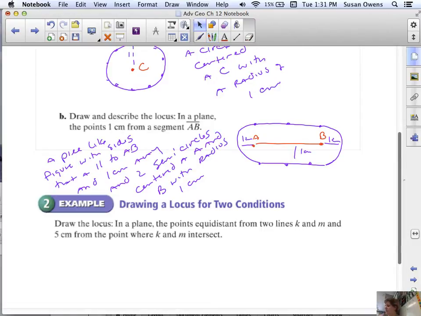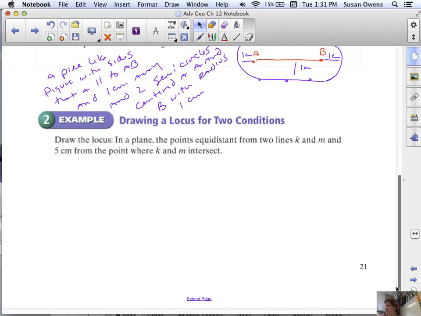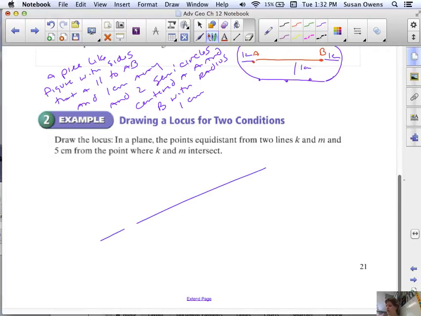Now the next one we're going to do together because it's one of those ones that has a really neat thing that kind of happens with it. So in a plane, the points equidistant from 2 lines K and M, and 5 centimeters from the point where K and M intersect. So this locus actually has 2 parts. We have 2 lines K and M. All we know about them is they do intersect. So I'll just draw 2 lines that do intersect. So maybe we'll call this K, and this will be M.